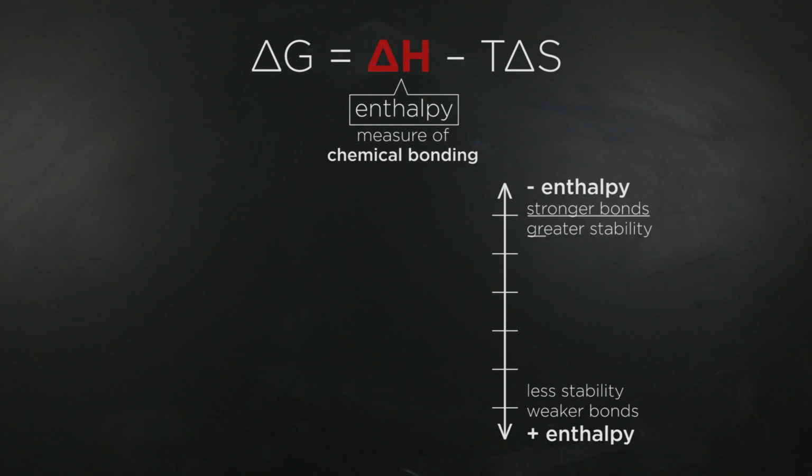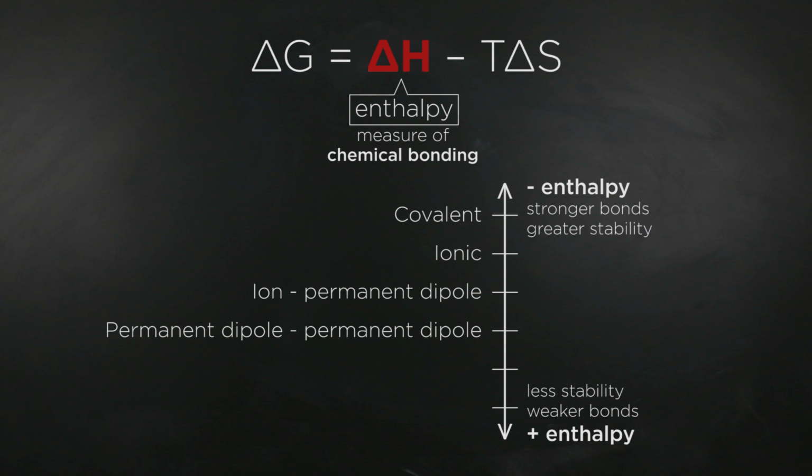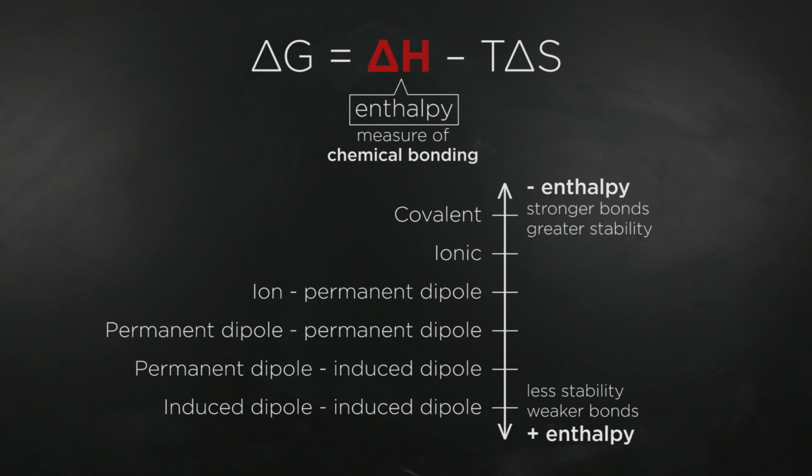A strongly bonded system is more stable, has a lower enthalpy, and is indicated by a negative number. The chemical bonds described by enthalpy include both intermolecular and intramolecular bonds. Examples in the order of decreasing strength include covalent, ionic, ion to permanent dipole, permanent dipole to permanent dipole, permanent dipole to induced dipole, and induced dipole to induced dipole. As we move from stronger bonds to weaker bonds, the enthalpy becomes more positive. A higher degree of bonding is indicated by a negative number.